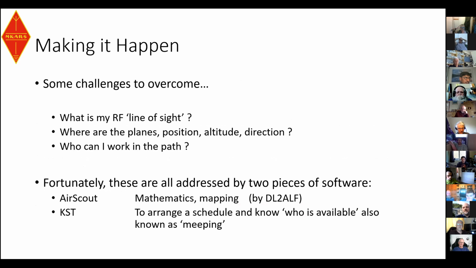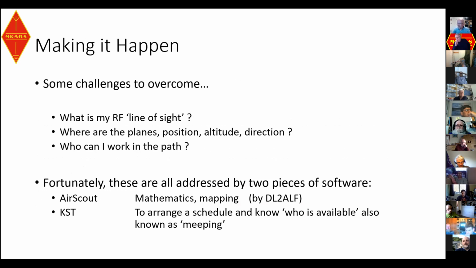So that's the theory. Putting that into practice is quite hard because what is your line of sight? How do you know where the planes are, how high they are, and which direction they're traveling in, and who else is out there in that path? It's great if you know that you're going to work Frank or whoever in the Netherlands, but who else is out there? You've got this combination of planes flying around and lots of different stations out there. So how do you tie all that together so that you can know where to point and who to call for when? And they're all addressed by two bits of software.